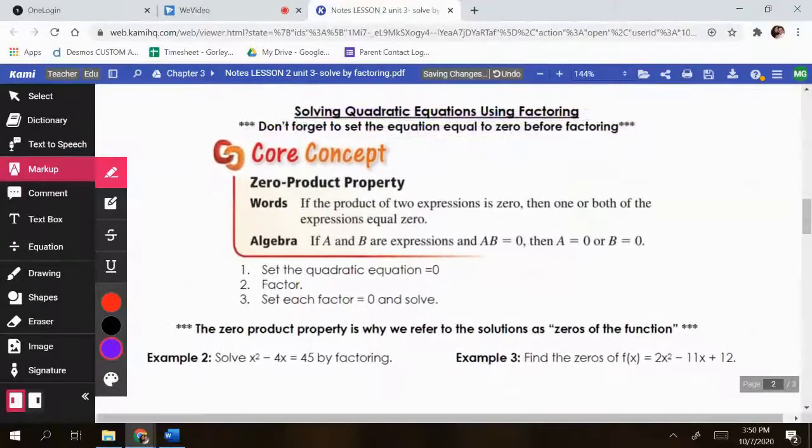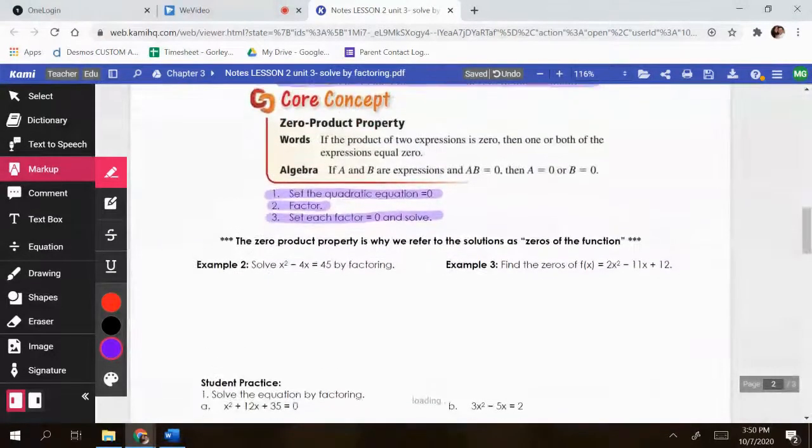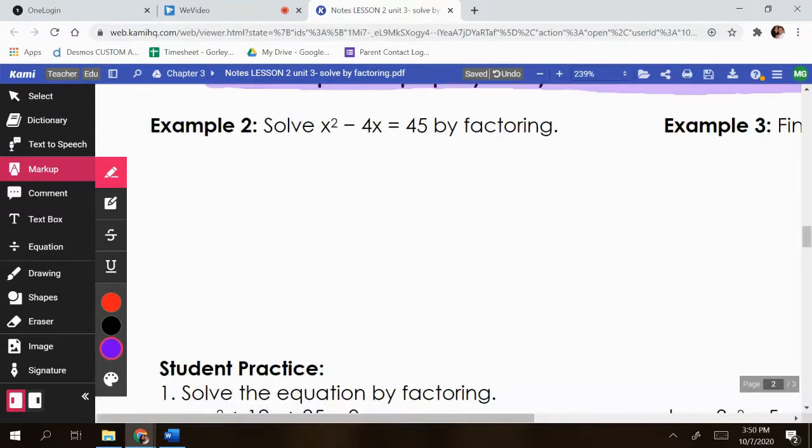So here's the process we're going to go through. We're going to set the equation equal to 0, factor, then set each factor equal to 0 and solve. The zero product property is why we refer to the solutions as zeros of the function, which is interesting. We're looking for one or both of the expressions to equal 0 if the product is equal to 0.